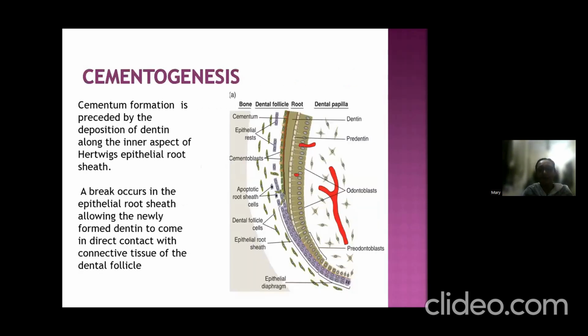So now cementogenesis. How is this cementum formed? The cementum formation is usually preceded by deposition of dentine. So dentine has to form first, followed by cementum along the inner aspect of the Hertwig's epithelial root sheath. So initially a break occurs in the epithelial root sheath, which allows the newly formed dentine to come in direct contact with the connective tissue of the dental sac.